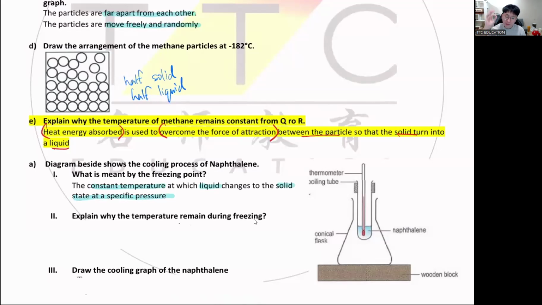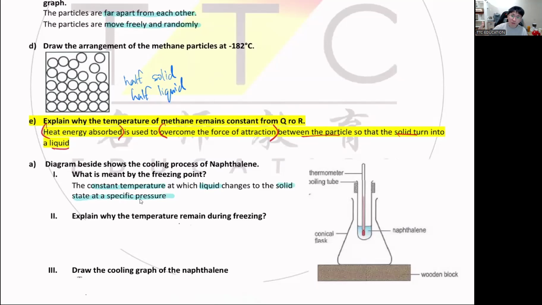Why specific pressure? Because if you don't say specific pressure, actually pressure does affect your melting and boiling point and also your freezing point. If you try to freeze your water at a different pressure, let's say in a sealed container that applies a stronger pressure compared to what we have in daily life, you will actually make it freeze faster. You freeze at a lower temperature. So pressure indirectly affects every point that we have. So that's why in our definition, we always say state at a specific pressure.